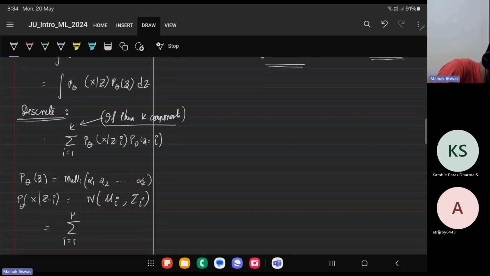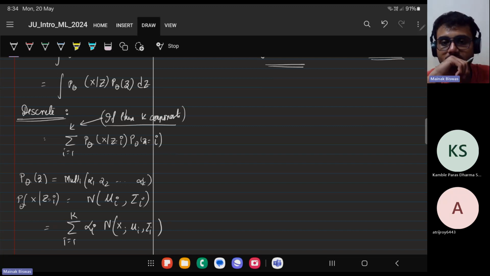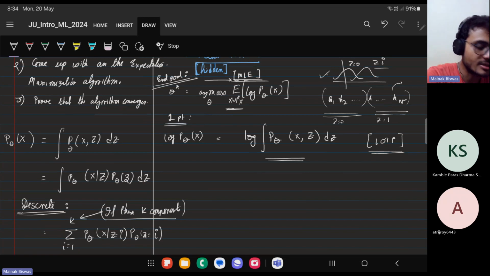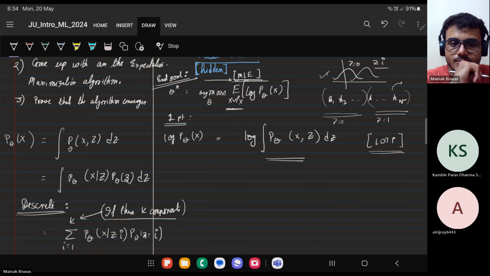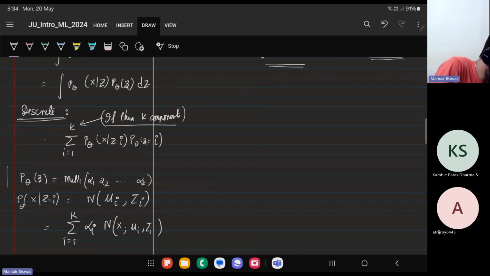This is an average of multiple normals, alpha i times normal x, mu i, sigma i. This is what it will be. It's the average of multiple normal distributions, just like we expected over here. I just assumed these two distributions. These are the two distributions you assume for GMM.